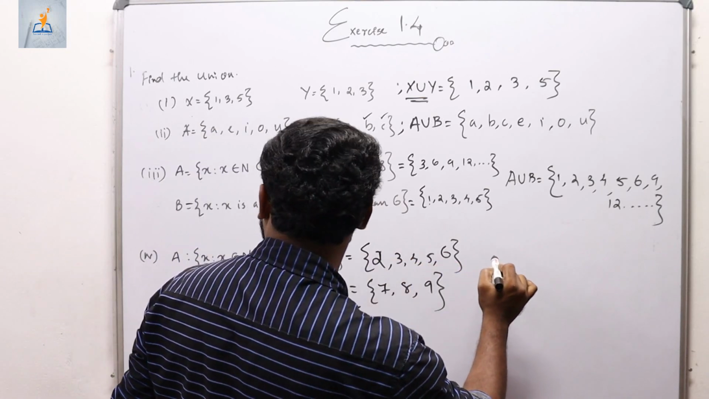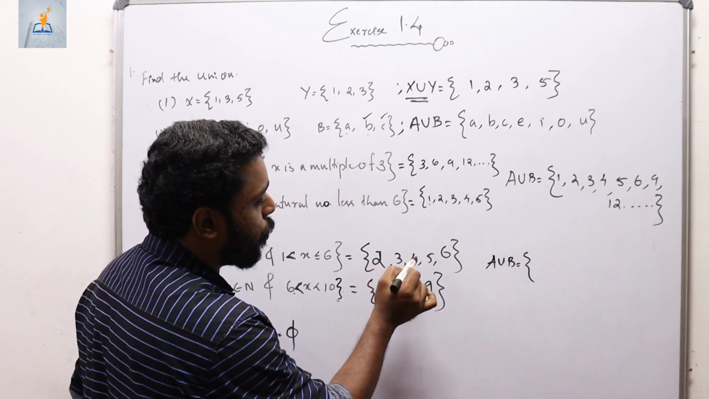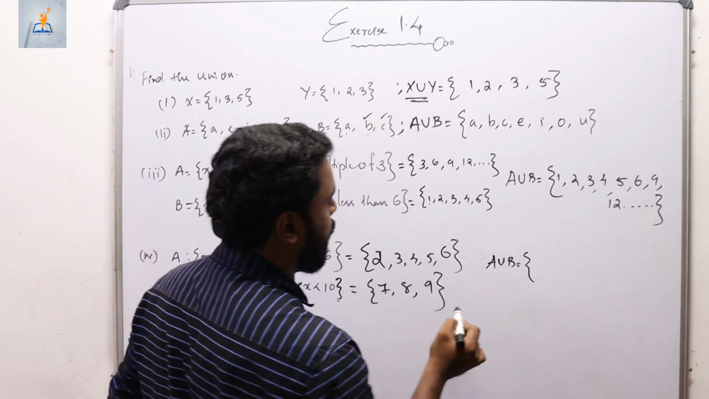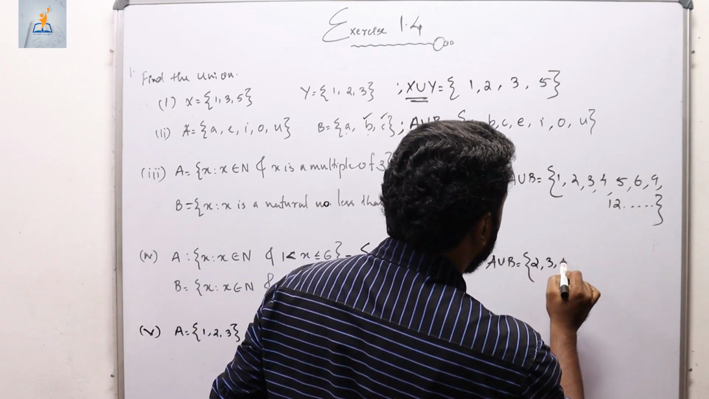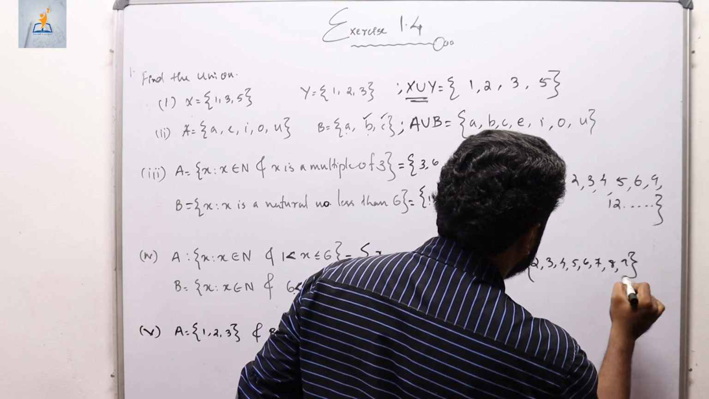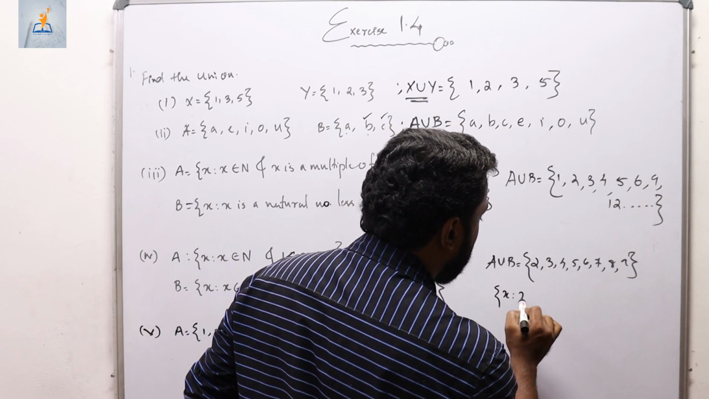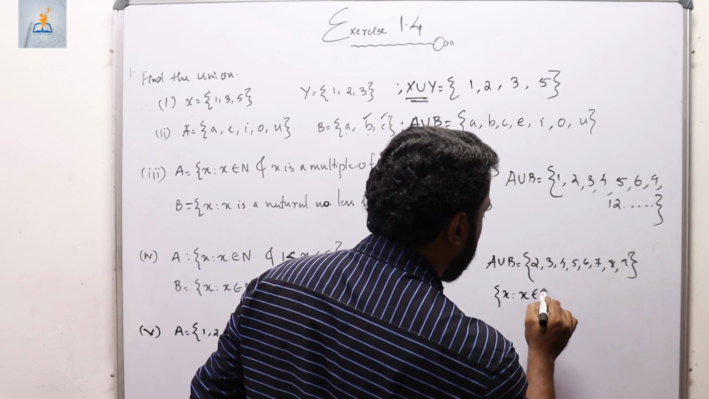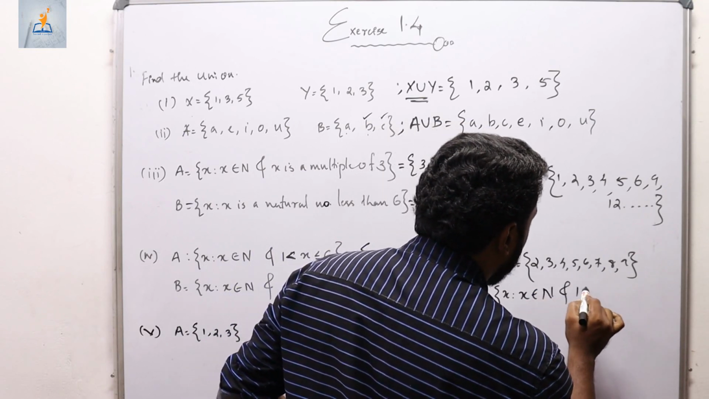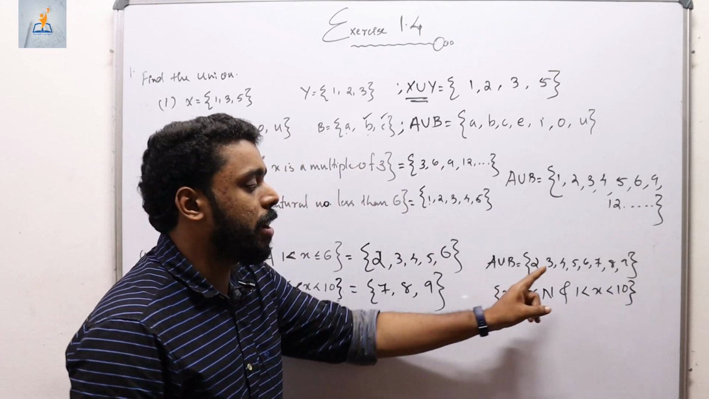Therefore the union of these two sets, A union B, is equal to the set of all 2, 3, 4, 5, 6, 7, 8, 9, isn't it? So this is the set A union B. We can write it in set builder form also: the set of all x such that x is an element of N and 1 less than x less than 10. So this will be the set builder form of this set.